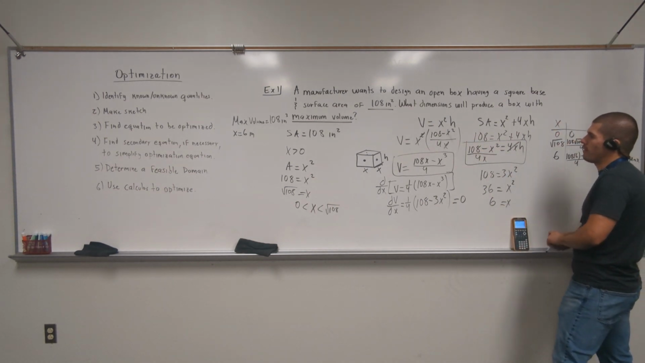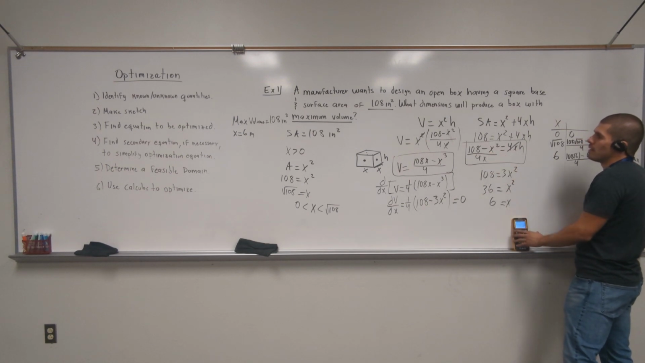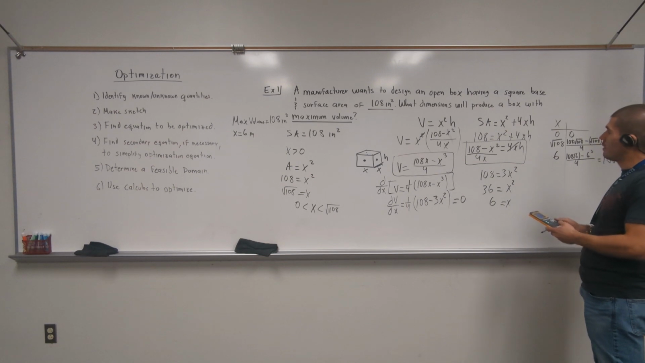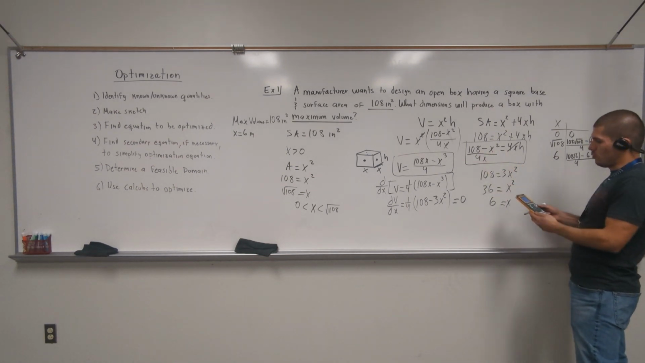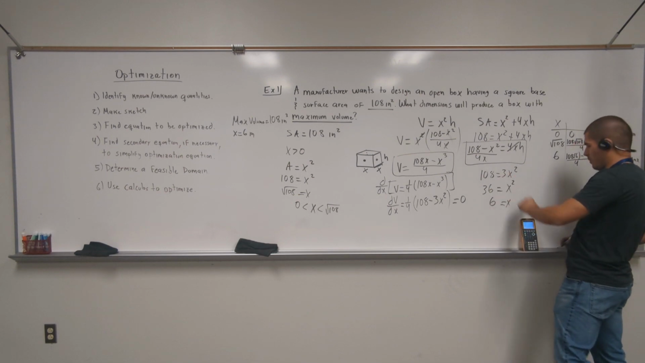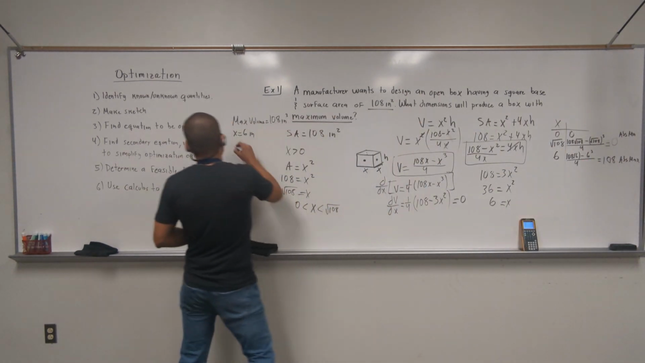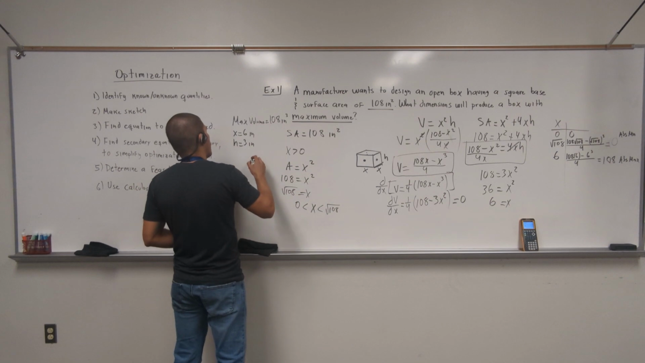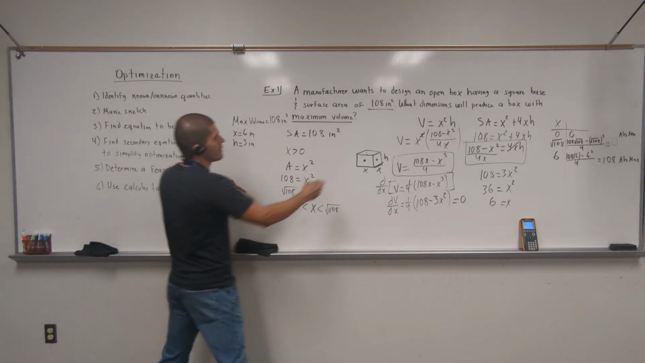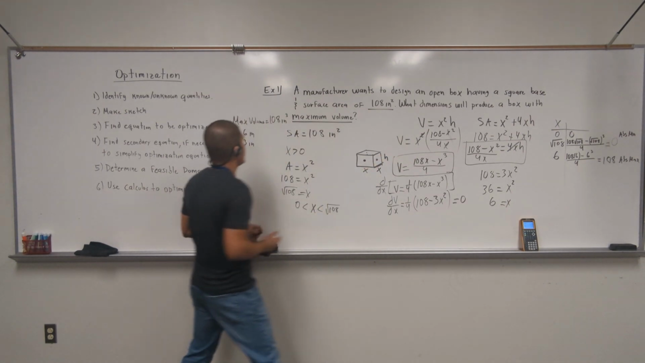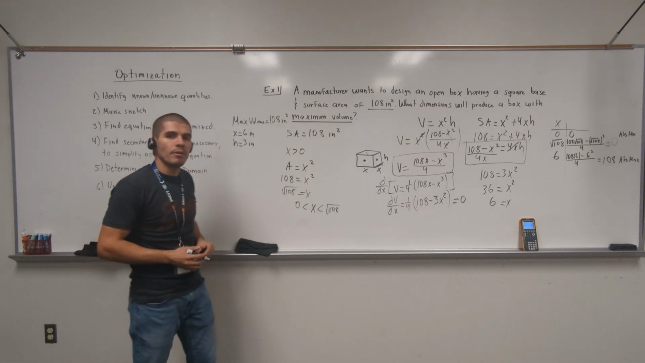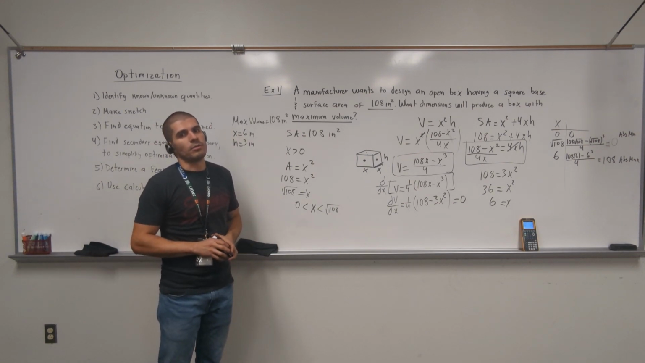So in this case, all I would have to do is plug in 6, right? So 108 minus 36 divided by 24, essentially. So the height would be 3, according to my calculator. So the dimensions, which is what they were asking me for, would have to be a 6 by 6 by 3 inch open box, and it would create a maximum volume of 108 cubic inches.